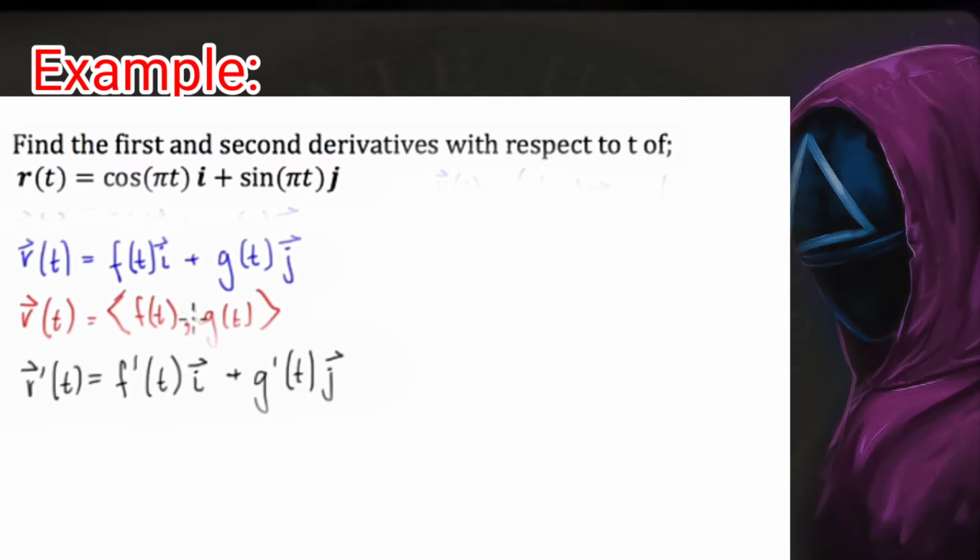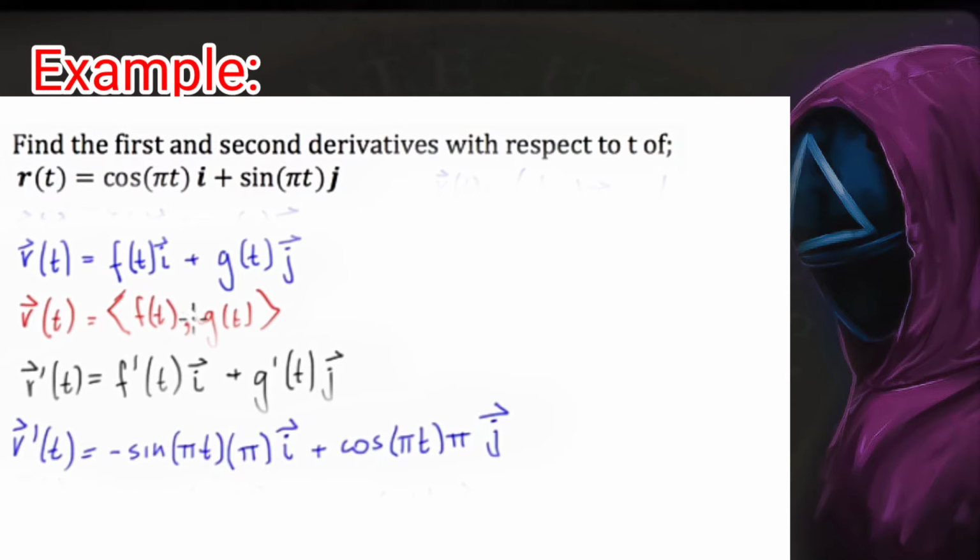We can analogously speak about a vector valued function r(t) equals f(t), which equals cosine pi t plus sine pi t, and then we insert our function and derive it. And then, here we go. The derivative of cosine is equal to negative sine, then copy the base, times pi, with vector function i, plus cosine pi t times pi with vector function j. The derivative of sine is a positive cosine.